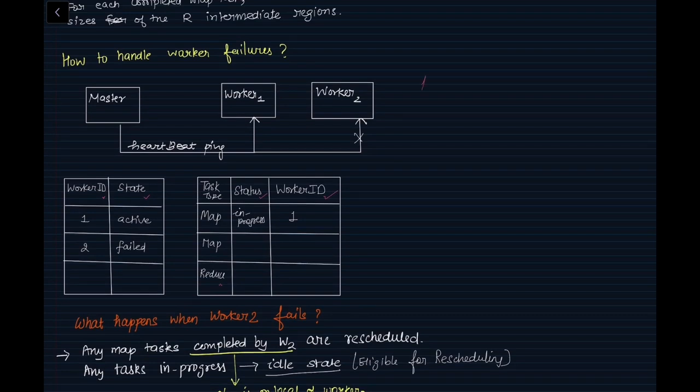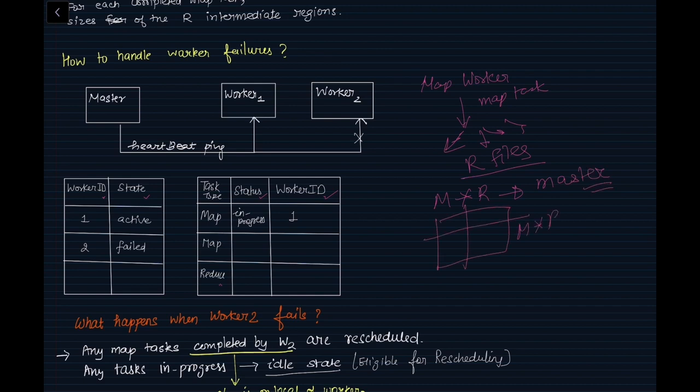So, when a map worker completes a map task, it will produce R files. All these R files are also stored and maintained by the master. So master will keep a table of the size M into R. For each mapper, there are going to be R files, and it will keep track of the location of these files.